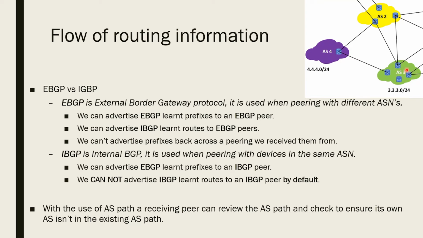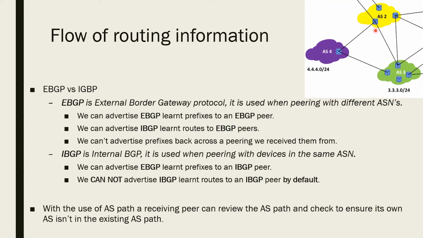And that's one of the big attributes that we have when we actually set up these connections. We need to know the AS numbers. So then when AS4, or this device specifically, learns this prefix, it knows that it can advertise it on because we can advertise eBGP learned prefixes to an eBGP peer. So that advertisement is allowed.